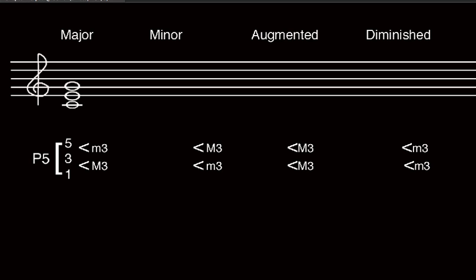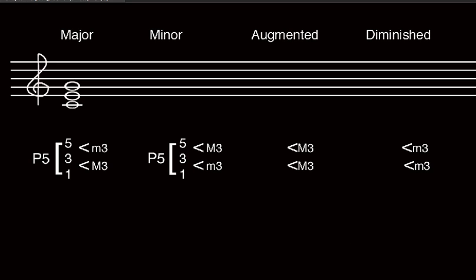Now we're going to talk about the minor triad. The minor triad is similar but different. In a minor triad, we still have a perfect fifth from the root to the fifth, but from the first note, the root, to the third, we're going to get a minor third interval, and from the third to the fifth of the chord, we're going to get a major third interval. So it is reversed for a minor triad.